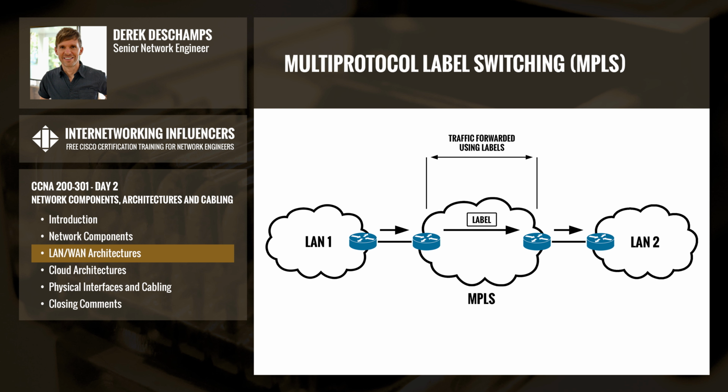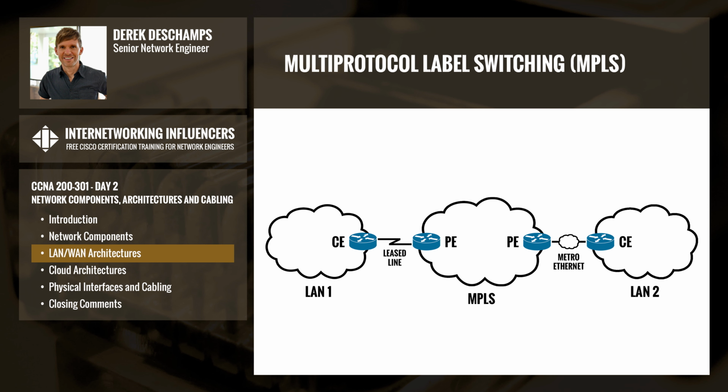Another common WAN service is multi-protocol label switching, or MPLS. With MPLS, network traffic is labeled as it enters the MPLS network, based on its destination. Labels are then used to determine where to forward the traffic as it crosses the MPLS network. When the traffic exits the MPLS network, the label is removed. This labeling technique allows MPLS to work with many different types of traffic.